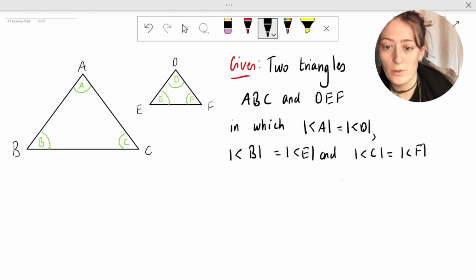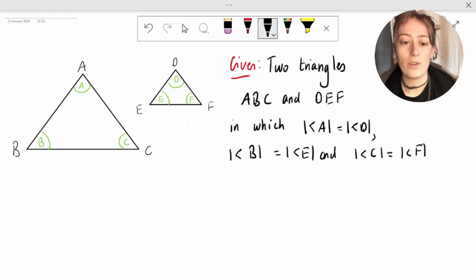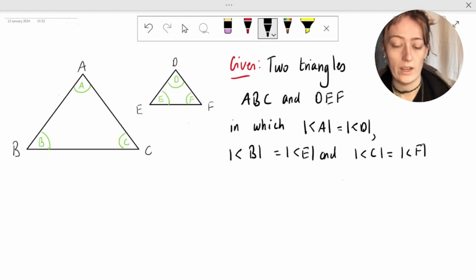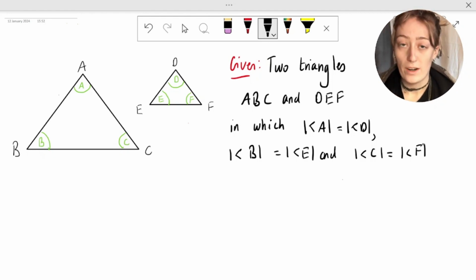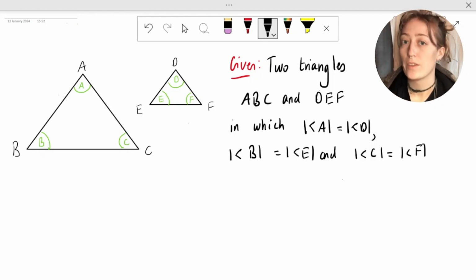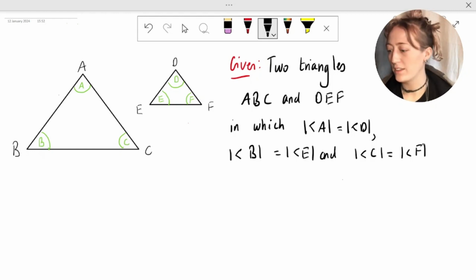This is what we're starting the proof with, these two triangles which have three of the same angles. Okay, that means that the triangles are similar, because that is a definition of a similar triangle. But what actually is a similar triangle? Let's take a minute to think about that.